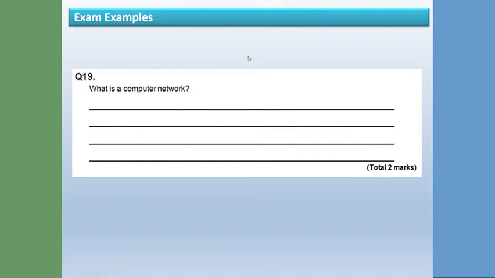What is a computer network? I told you that was a question. So, two or more computer devices connected together to communicate and share resources. That is a perfect answer that will get you 2 marks. You've indicated it's computers, two or more connected, and you've given some reasons why we connect them.